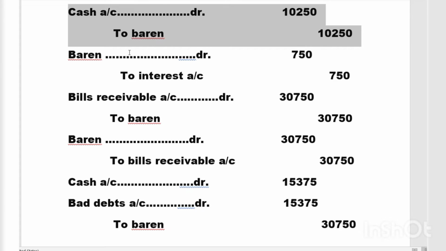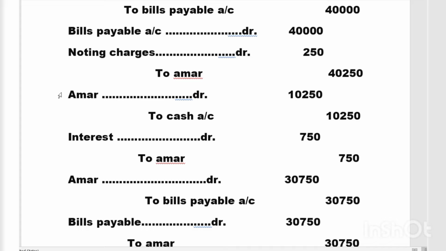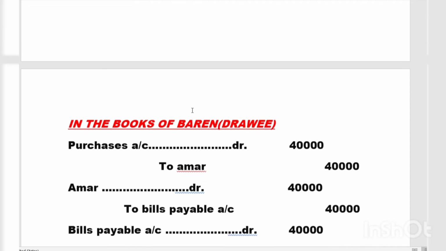From whom is receiving the cash? To Barin account. Cash account debit to Barin 10250. Here also, Barin is paying the money to Amar. So what is the entry? Amar account debit to cash 10250.